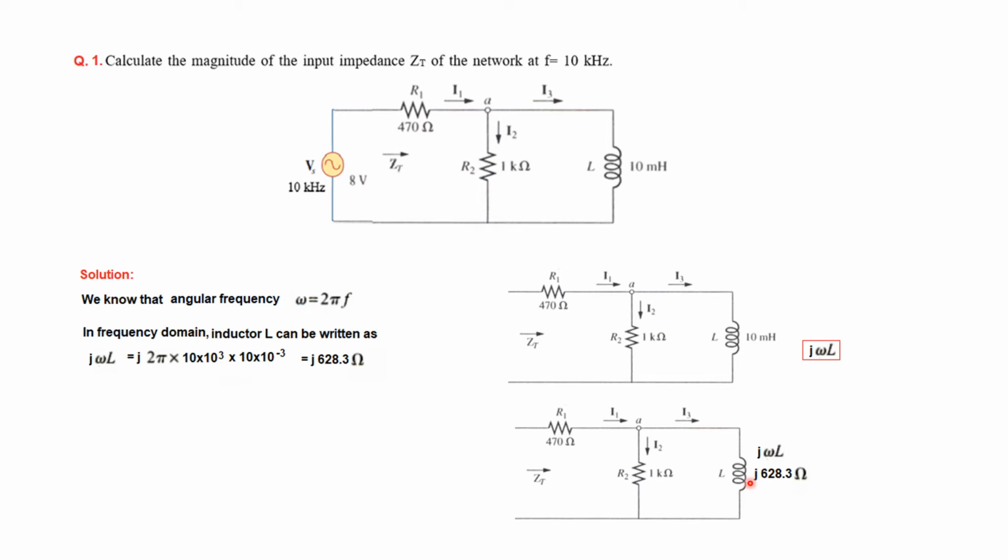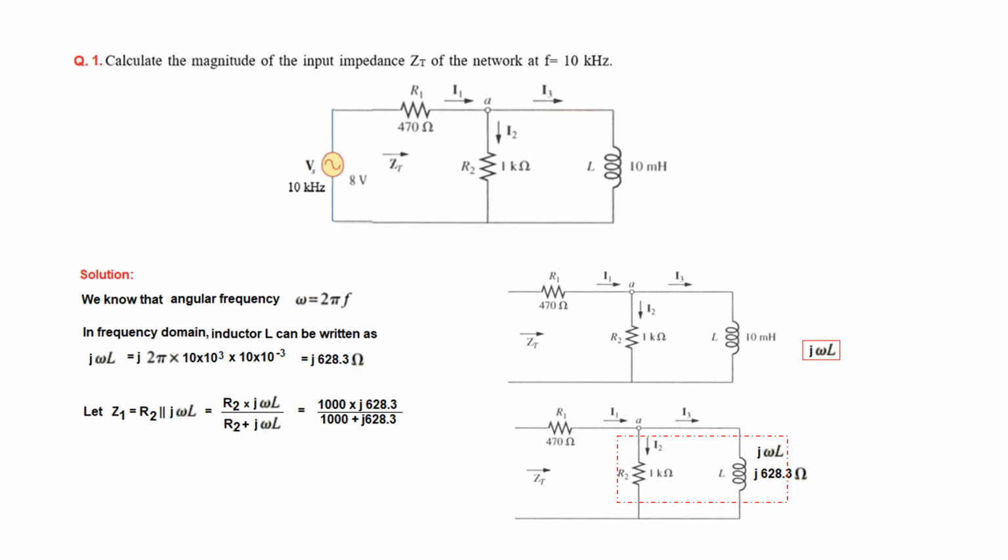Okay. So our circuit will now look like this. This is the circuit in the frequency domain, taking care of the frequency. And now if you see, these two are in parallel, so we can solve them in parallel. We name the parallel circuit as Z1. So Z1 can be written as R2 parallel j omega L.